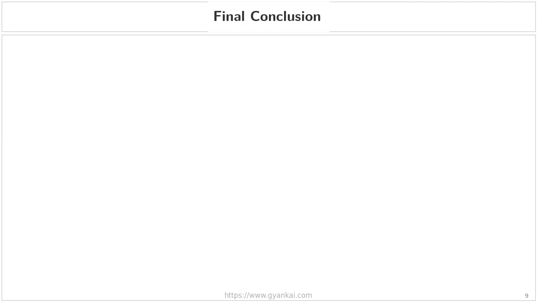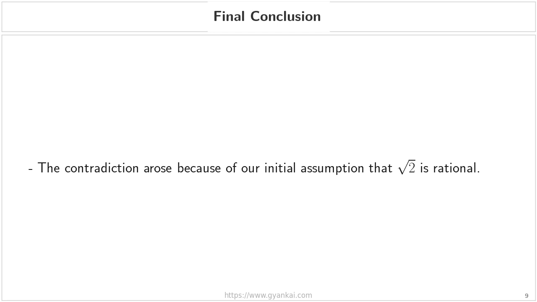Final conclusion. Take a look at what we just discovered in the previous steps. We found that both a and b are divisible by 2, which directly clashes with our starting point where we stated that a and b were coprime. This contradiction, this logical breakdown, didn't happen by accident. It arose specifically because of our initial assumption that the square root of 2 is a rational number.